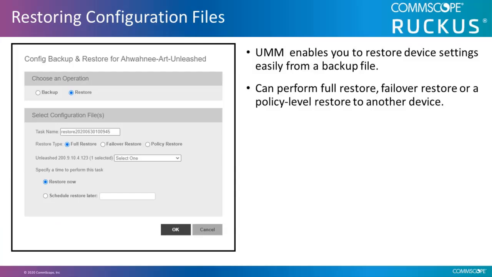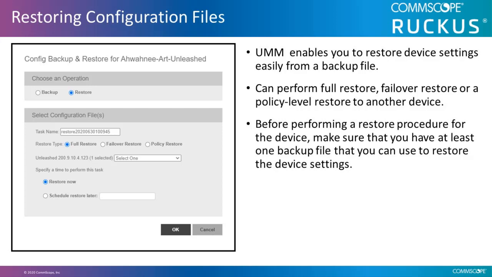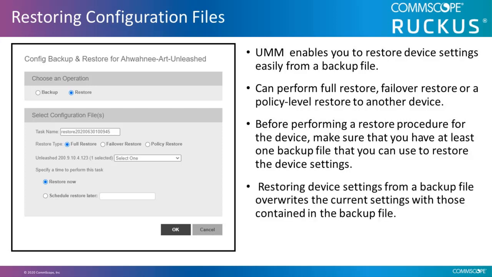The UMM also enables you to restore device settings easily from a backup file. You have the option to perform a full restore, a failover restore, or a policy level restore to another device. Before performing a restore procedure for the device, make sure that you have at least one backup file that you can use to restore the device settings. Restoring device settings from a backup file overwrites the current settings with those obtained in the backup file.